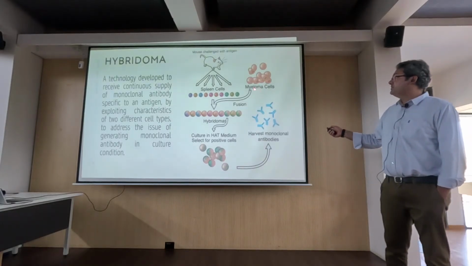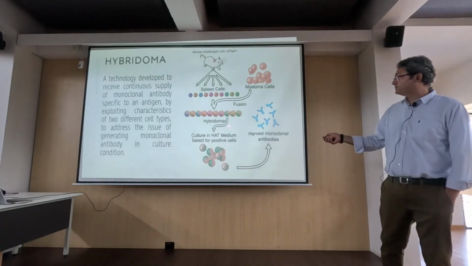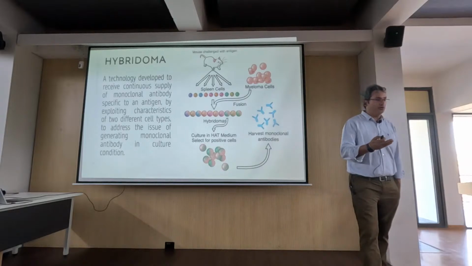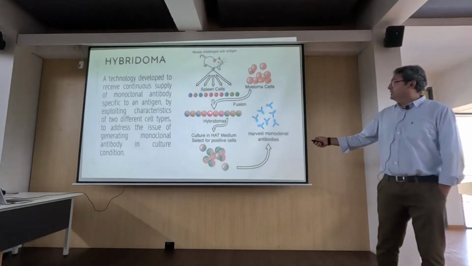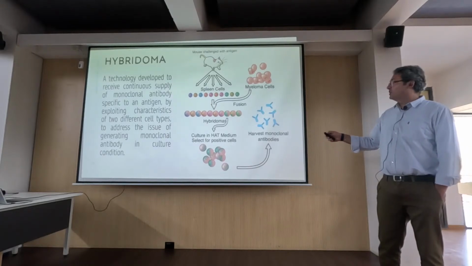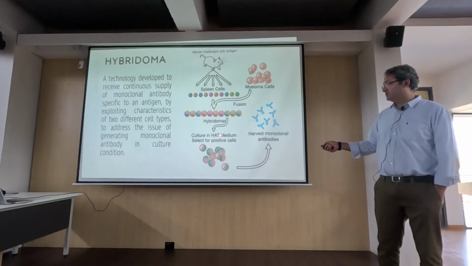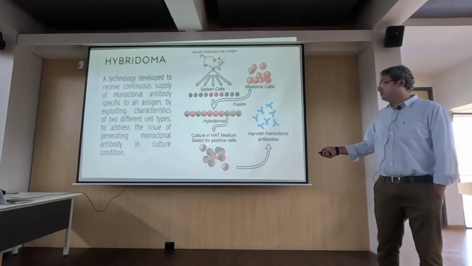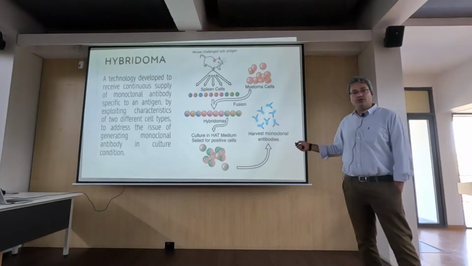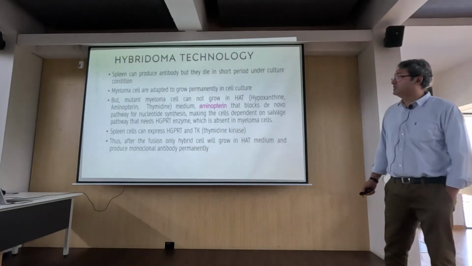So when you combine them with the myeloma cell, you will have a hybridoma which can now produce antibodies. Then you isolate them individually, pick up a single cell, and grow them under the selection pressure of HAT media. I'll explain what this HAT media is, and whatever population you get is actually producing a monoclonal antibody. Now how does this work?